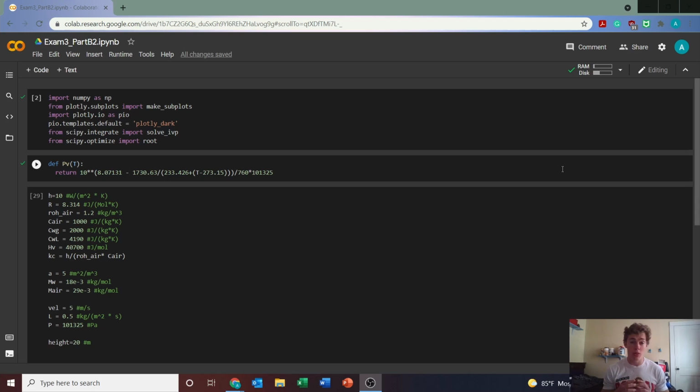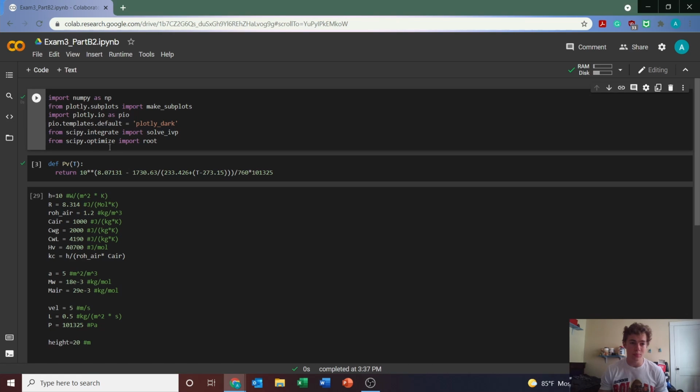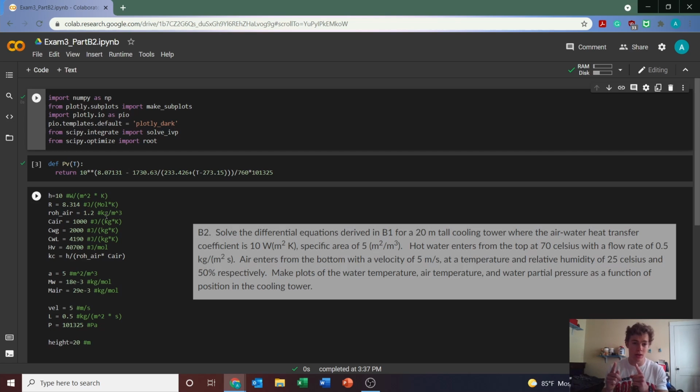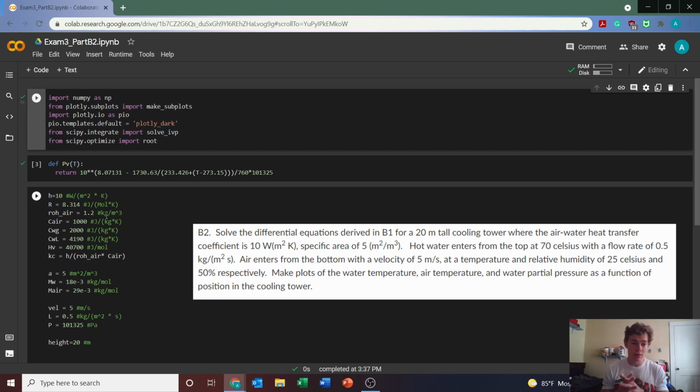And this is going to be part 3, or exam 3, part B2 of the exam, where we're actually going to use the differential equations we solved for in part B1 and apply them to a real-world situation with a cooling tower. So what I did so far is I imported some Python packages, as well as wrote the given equations for the problem, which I'll post right here. So those are all the givens for the situation that we were given for the cooling tower.